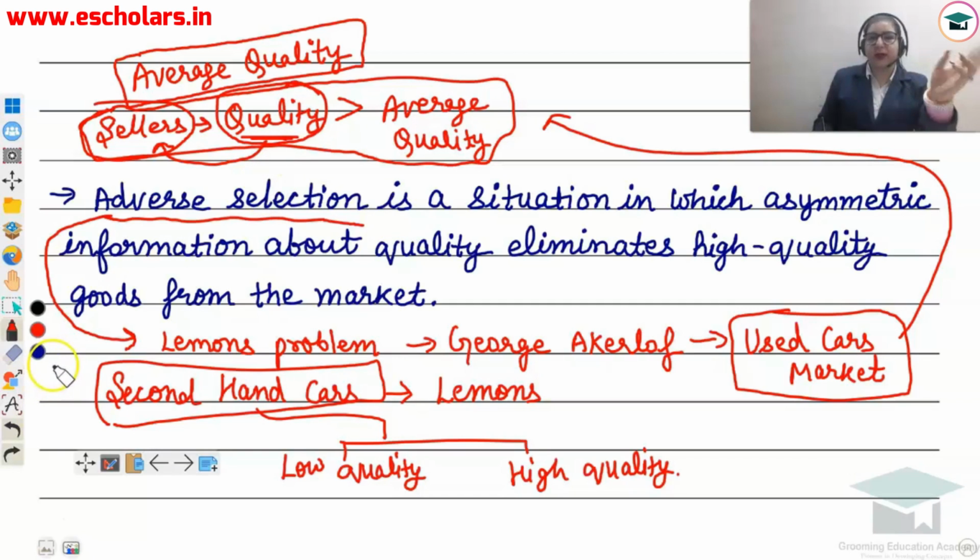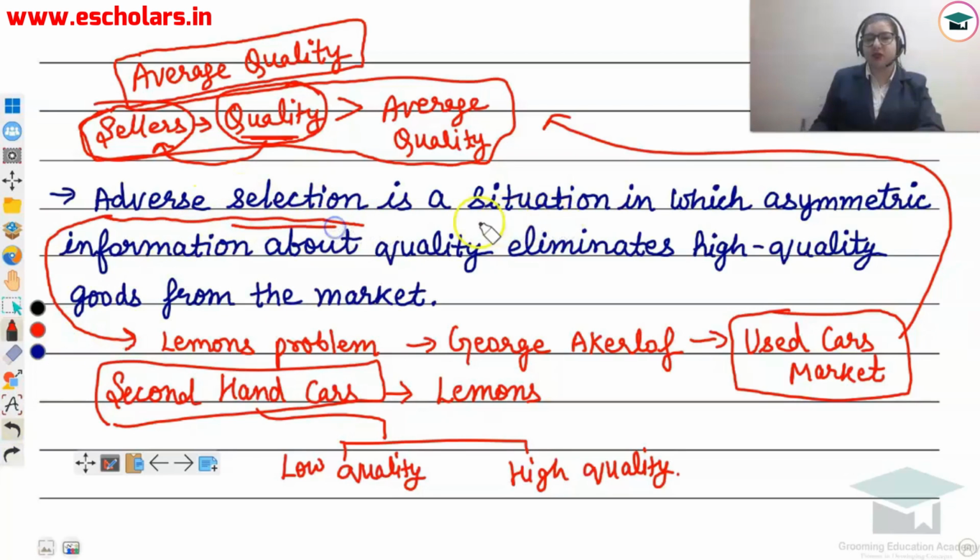Adverse selection occurs whenever the buyers and the sellers do not have the same knowledge about the quality of the product. Here in this example, the seller has the proper knowledge about the quality of his product, but the buyer does not have the knowledge about the quality of the product that the seller wants to sell, right? So the buyer does not want to pay a higher price to the seller, because he only pays the price according to the average quality. So this will eliminate the high quality cars from the used cars market. This is called adverse selection.